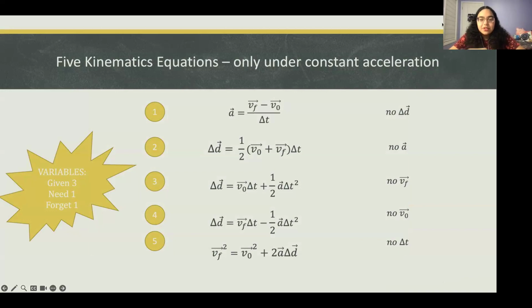What you'll notice is there's also 5 variables that come up in the equations. There's displacement, initial velocity, final velocity, time, and acceleration. And each equation has 4 variables. So on the right-hand side, I've written which of the 5 it's missing. So in any problem, what the left-hand side is basically saying here, you're given 3 variables, you need one, and you can forget one. Since there's 4 things, you'll be solving for one of them, which means you need 3, and you can just forget about one. The forgetting one is kind of a key thing.